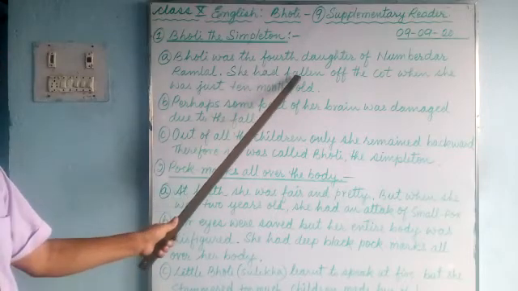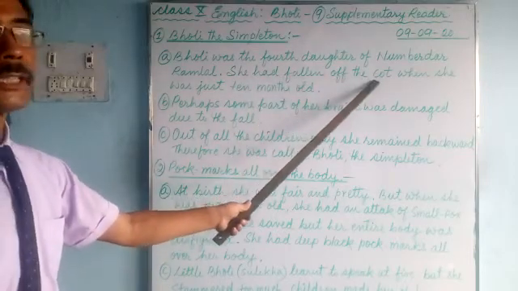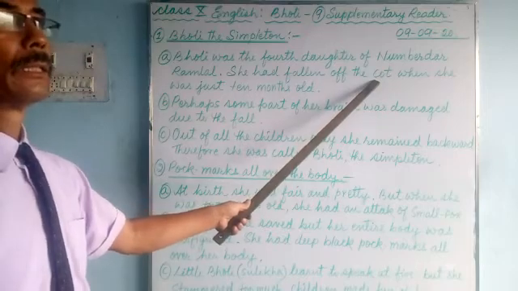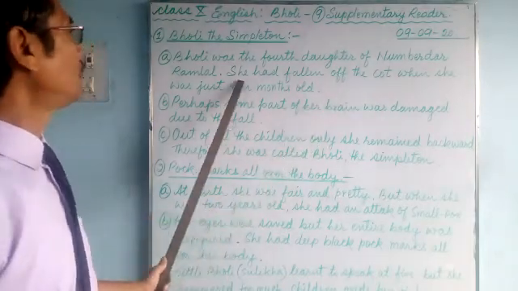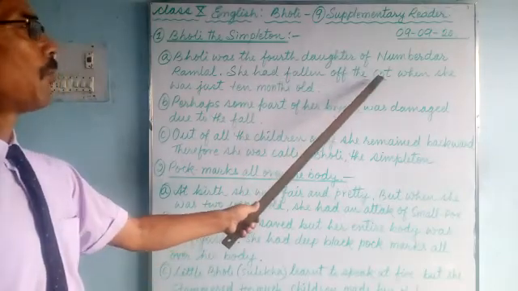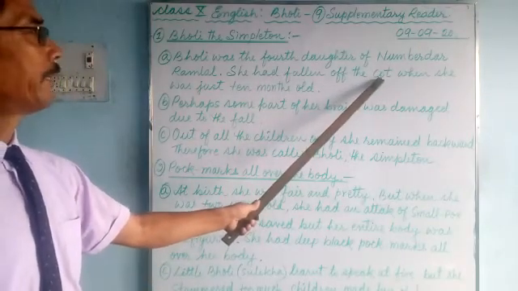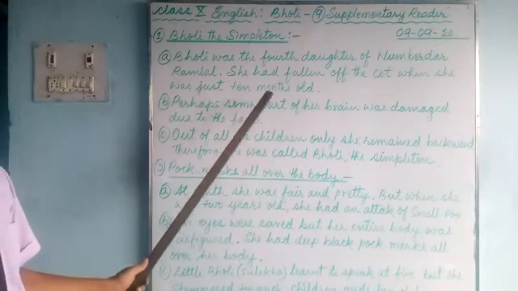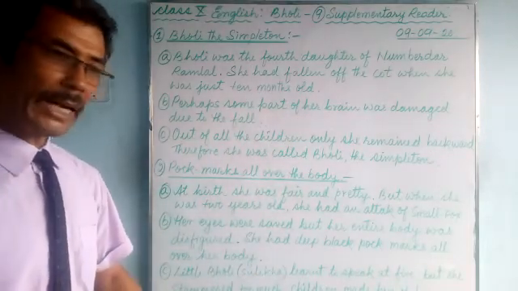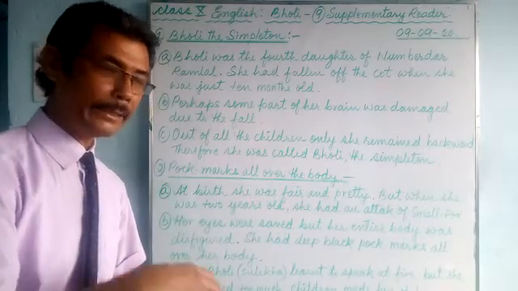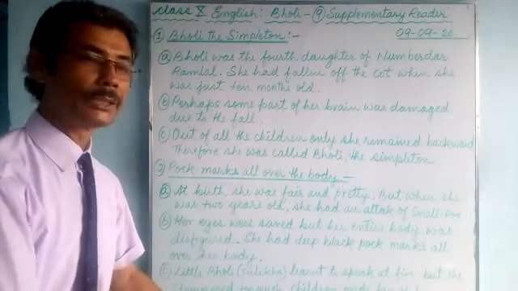She had fallen off the cot. In our previous class about the chapter, I have told you everything in short. She had fallen off the cot, from the bed, when she was just 10 months old, and that too with her head first.